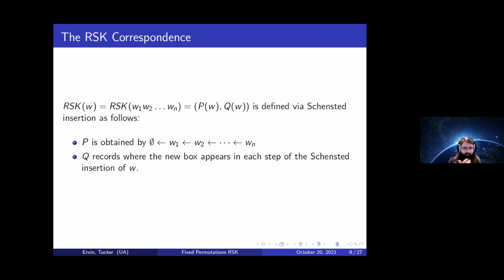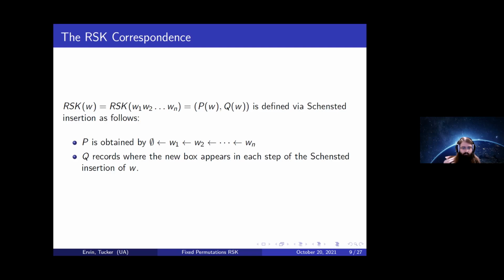And so this allows us to explicitly define the RSK correspondence. So if we have a permutation written in 1-line notation, what we do is for our first tableau, we just apply the Shinstead insertion algorithm to that sequence of integers given by the permutation. So we do it to W1, then W2 to that, then W3, so on until we get to Wn. Naturally, we call P of W the insertion tableau.